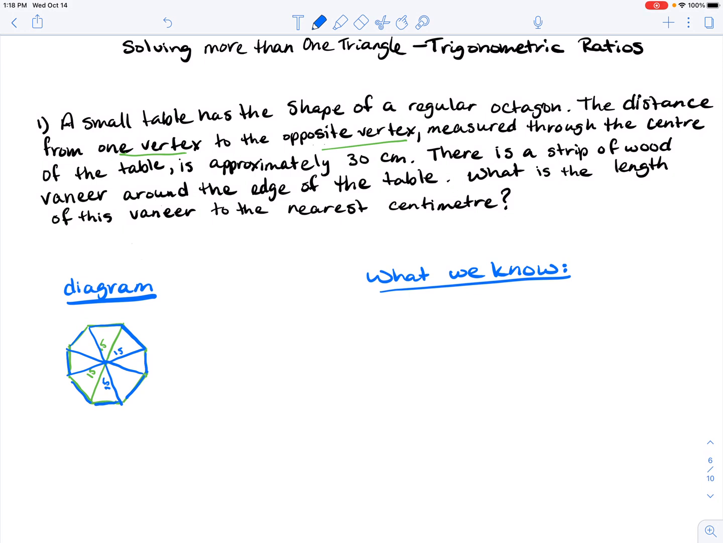What else do I know about the table? I have how many triangles? 1, 2, 3, 4, 5, 6, 7, 8. I also know that in the middle of the octagon, if I want to find out the total degrees from start to finish, it's doing a complete circle, so that's 360 degrees. So that means 360 has to be divided between how many angles? I have 8 of them, so I need to divide 360 by 8, and that equals 45 degrees each.